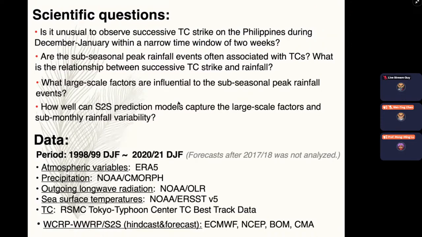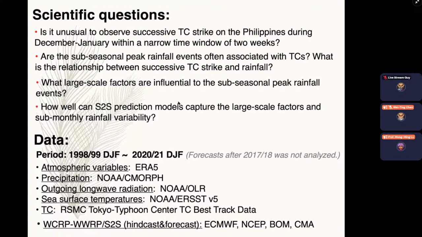So our analysis was based on all the data starting from 1998. And we also use the outgoing longwave radiation, the SST and the TC data. We use the CMA analyzed data. And also for the forecast evaluation, we follow the standard procedure that's available at the website of the BOM.